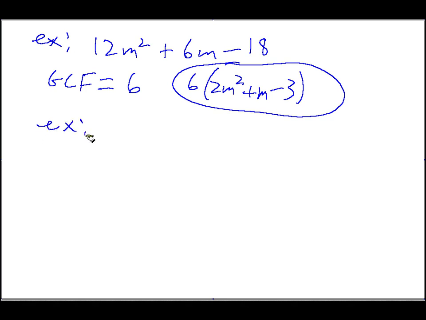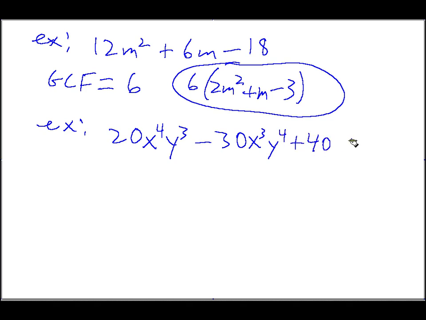Let's do one more here. How about 20 x to the 4th y cubed, minus 30 x to the 3rd y to the 4th, and plus 40 x squared y to the 5th. Let's factor this expression. A little more challenging here, right? But again, let's find the GCF. The key is to find the GCF. Once we get that, everything else should fall into place.